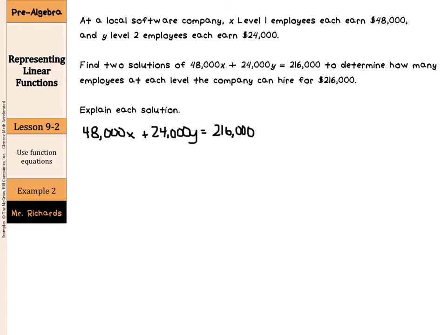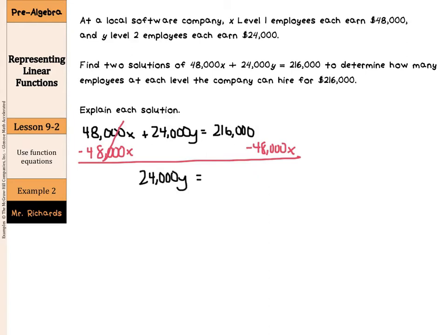Well, right now our function is in this form where we have 48,000x plus 24,000y equals 216,000. What we really want to do is try to get the y alone. We want to try to solve for this y. So if I start by subtracting 48,000x from both sides of this equation, or this function, I would have this cancel out and be left with 24,000y equals 216,000 minus 48,000x.